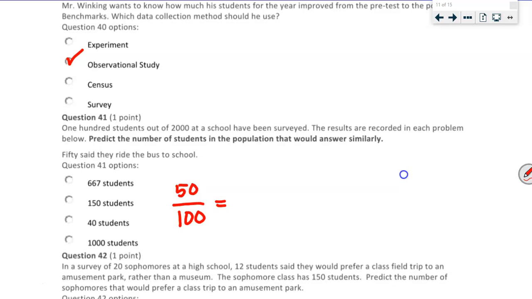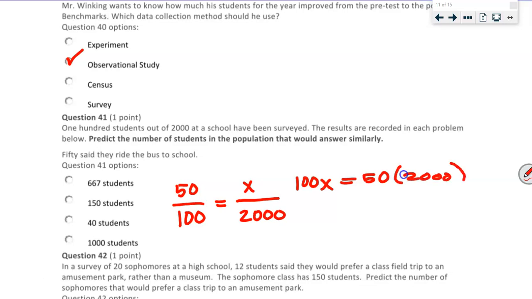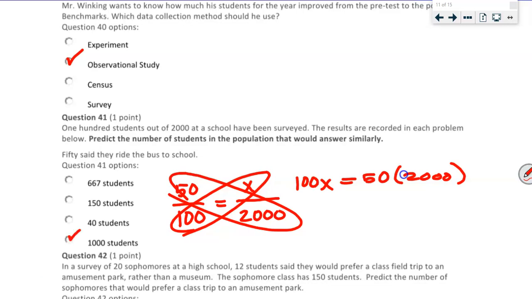Then we want to know how many that would predict would be riding the bus out of the 2,000 students, right? So this we're going to cross multiply. So this is going to be 100x equals 50 times 2,000, and then solve that, okay? Remember, we're cross multiplying here, right? But I know that 50 is half of 100, so the answer is going to be 1,000, because why? 1,000 is half of 2,000.